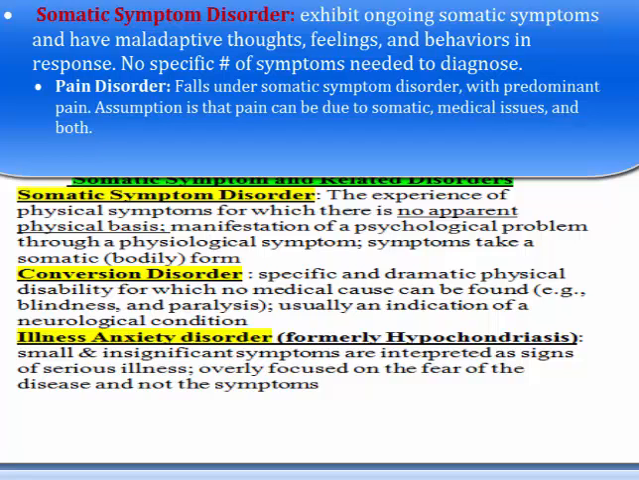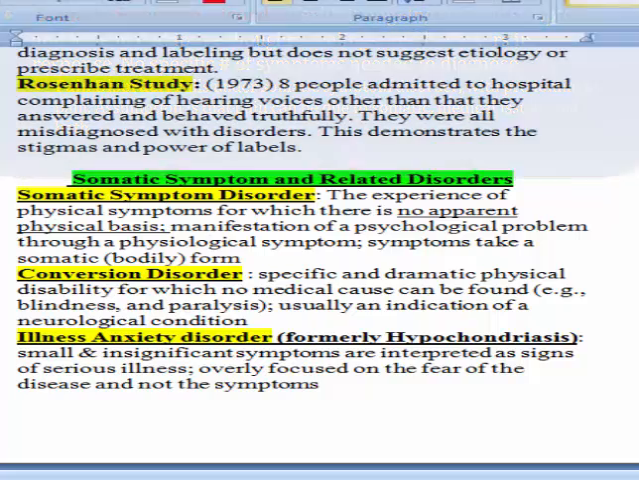So the symptoms are taking a bodily form, but there's a psychological problem that is kind of forcing out those symptoms in bodily form, okay? Another example, a more specific one that you're probably more likely to see under this category, is conversion disorder, and that is a specific and dramatic physical disability for which no medical cause can be found.